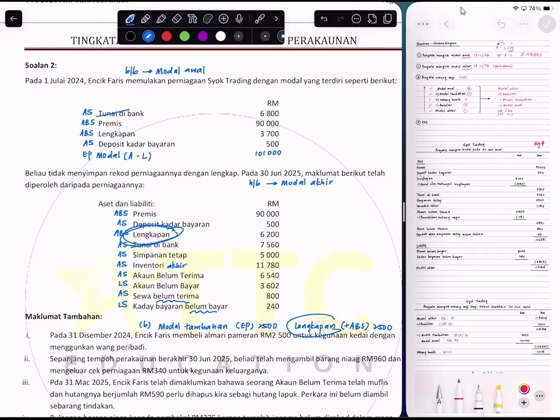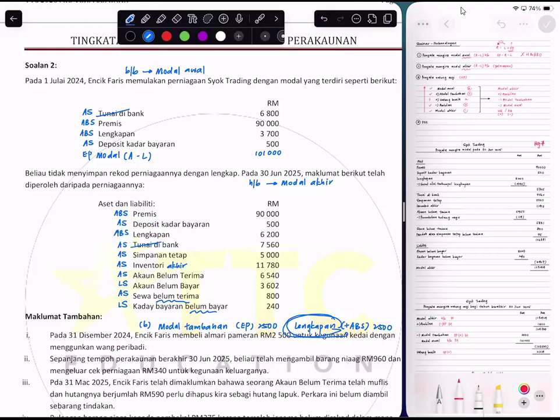I repeat one more time. If there's no sentence mentioning that we haven't recorded, that means we recorded already. If we recorded already, that means there will be only something missing that we have to put in. For those that already exist in the question, you don't need to record because they are already recorded. So we record the modal tambahan because it's not showing up in the question. But are we going to record this lengkapan by adding another 2,500? No more, because we have recorded this part already.